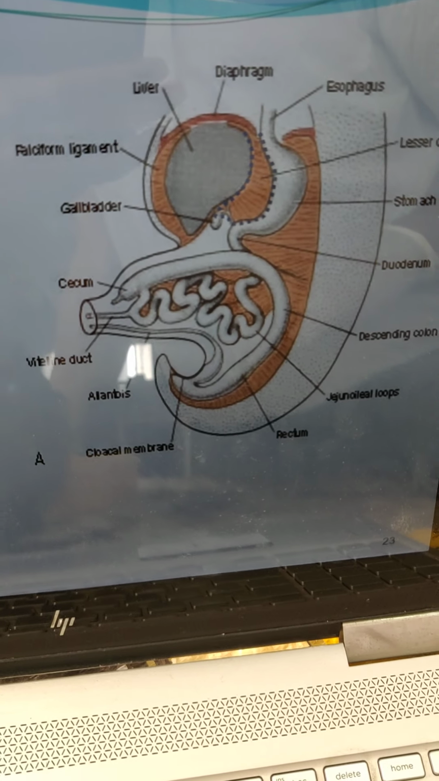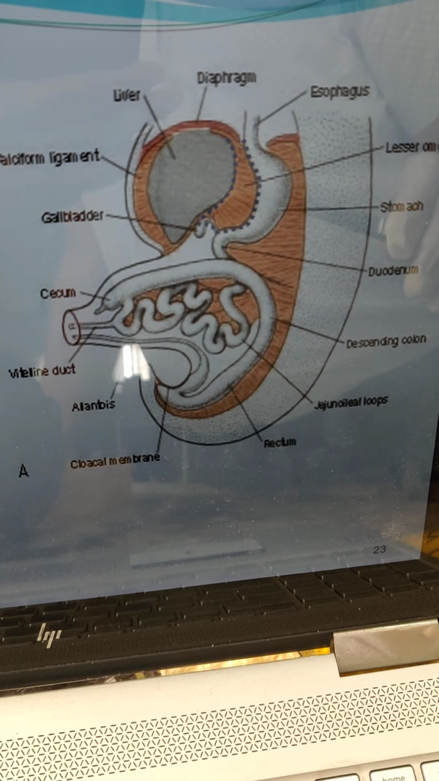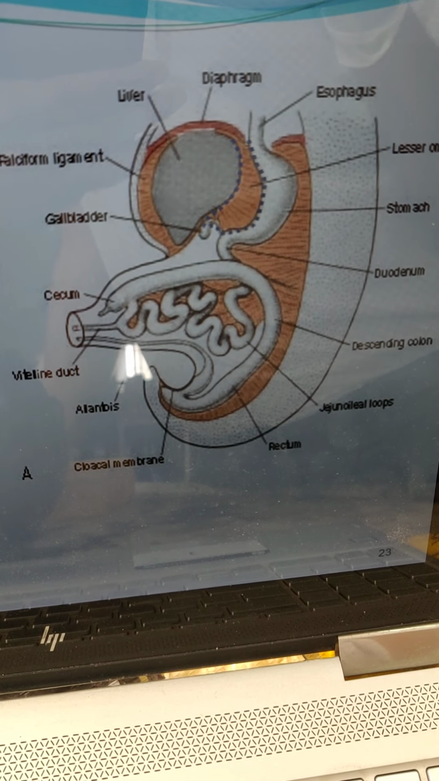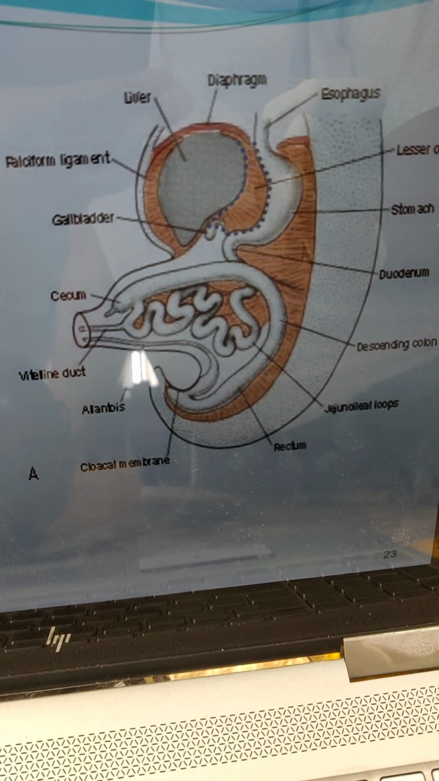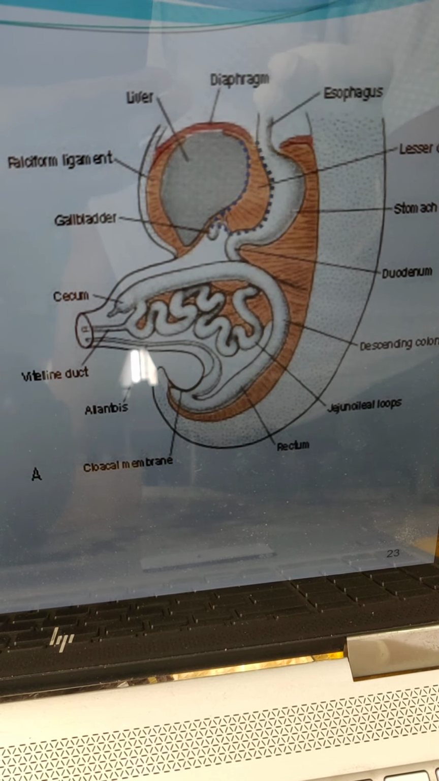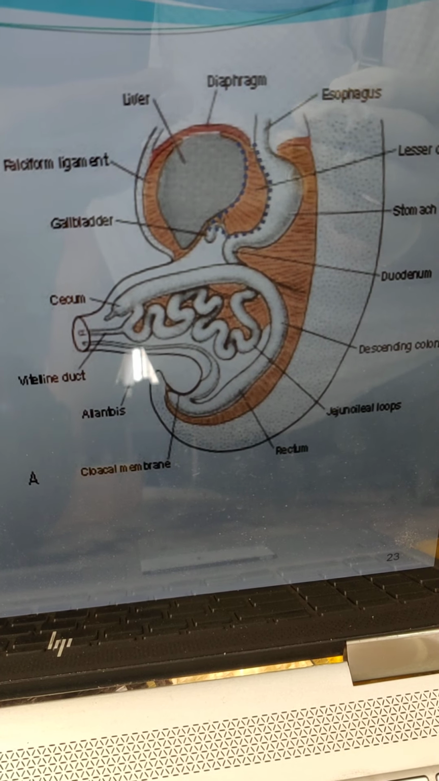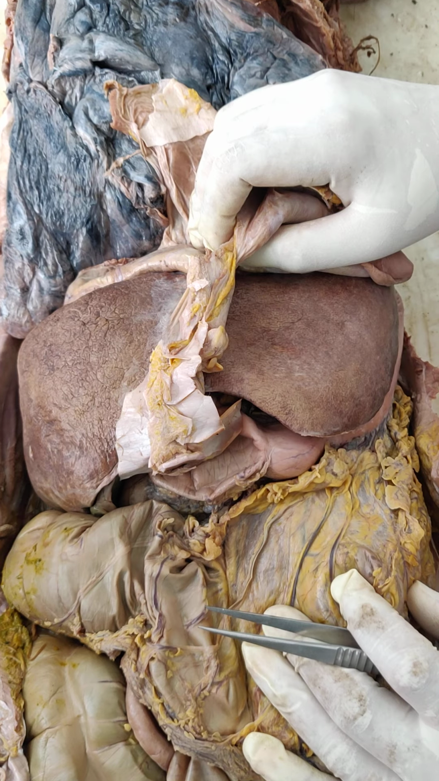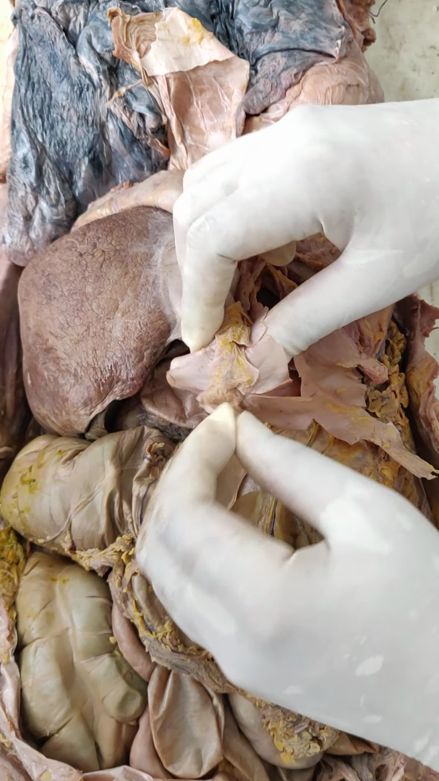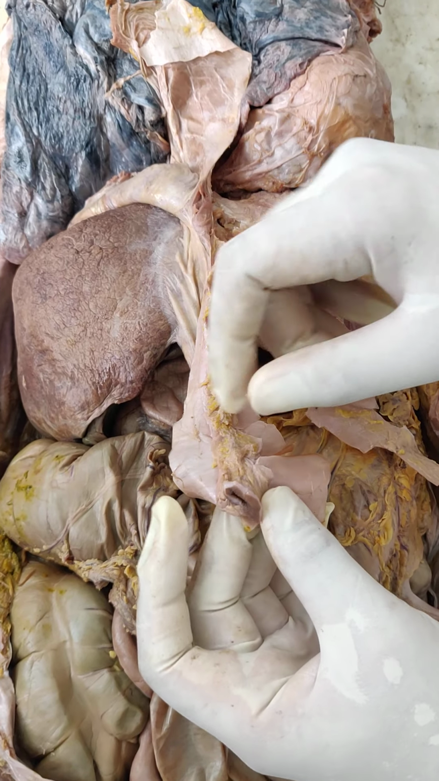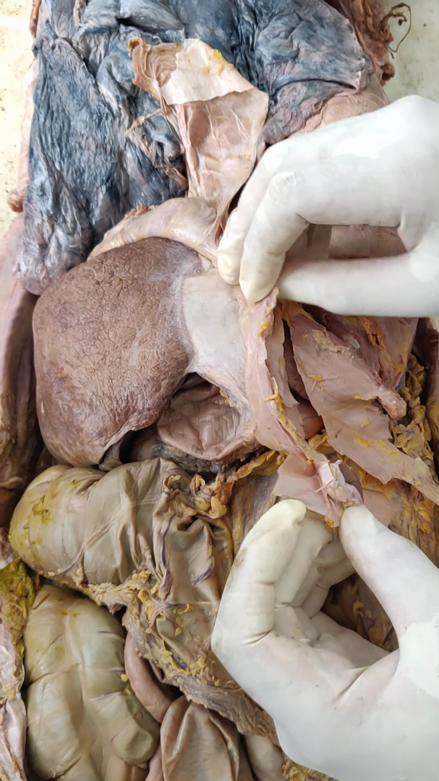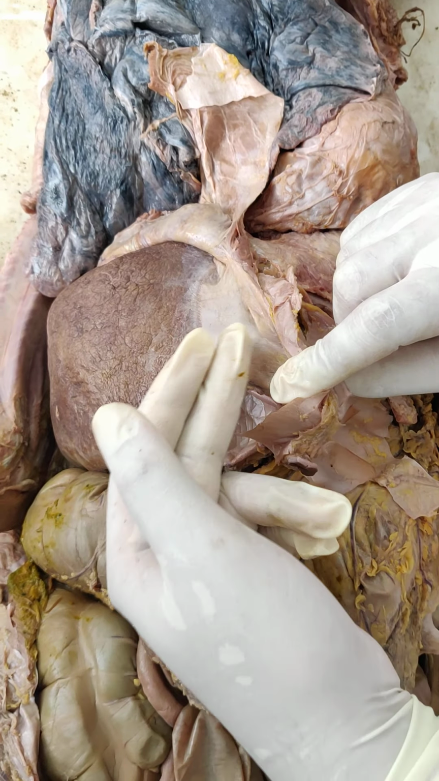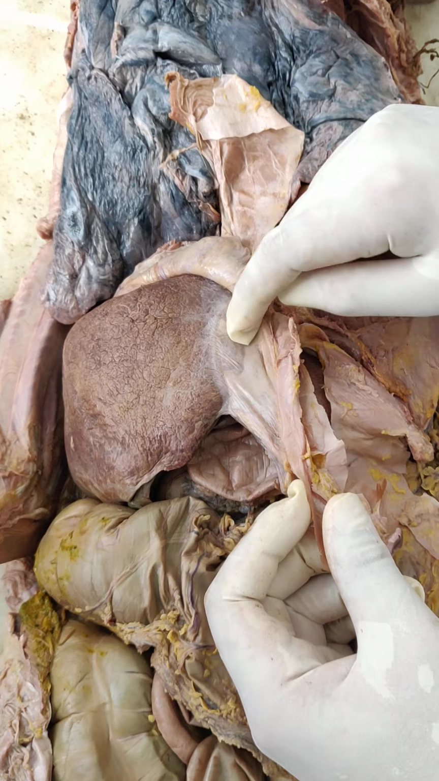So this is about the derivatives of the mesogastrium. The foregut has both ventral and dorsal mesogastrium, while the midgut and hindgut have only dorsal mesogastrium. I will show you here on the abdominal wall. This is the umbilicus. Between, this part of the ventral mesogastrium develops the falciform ligament.